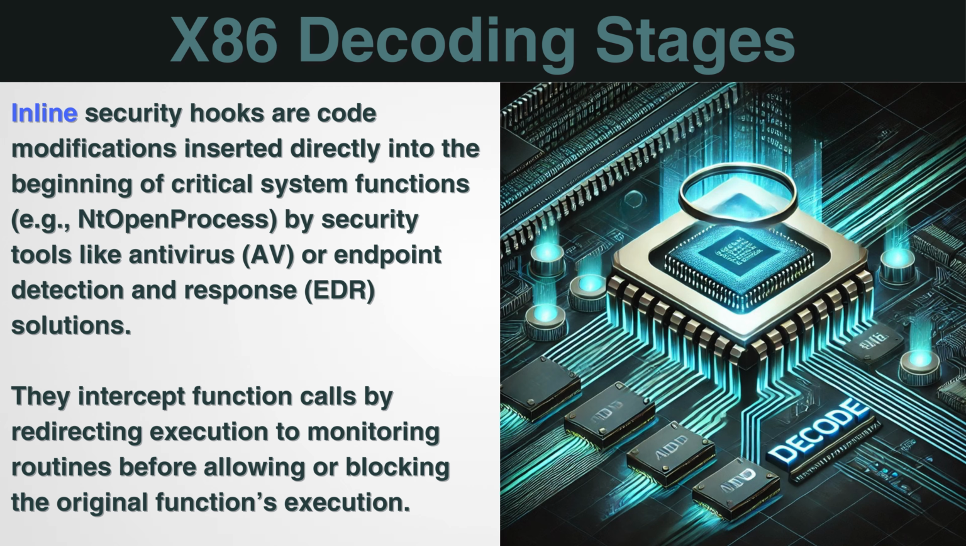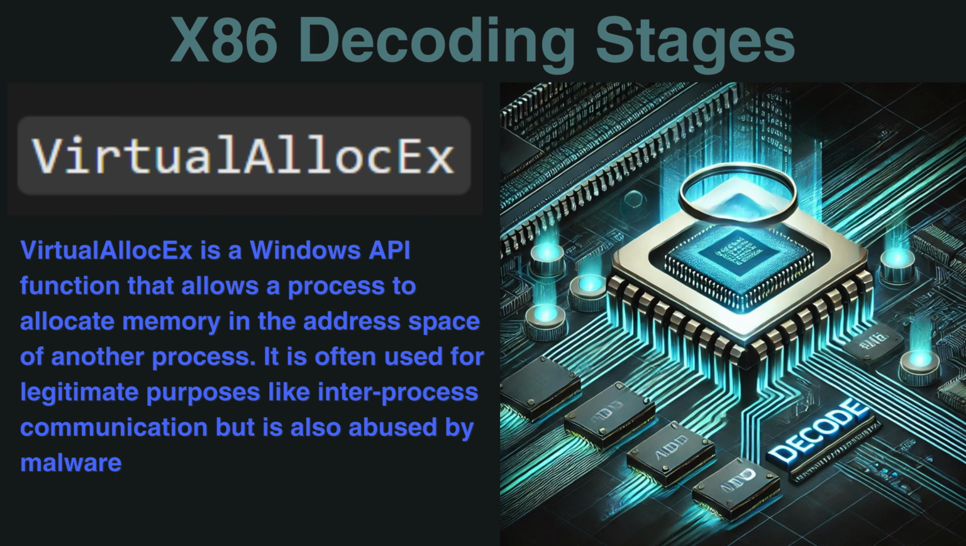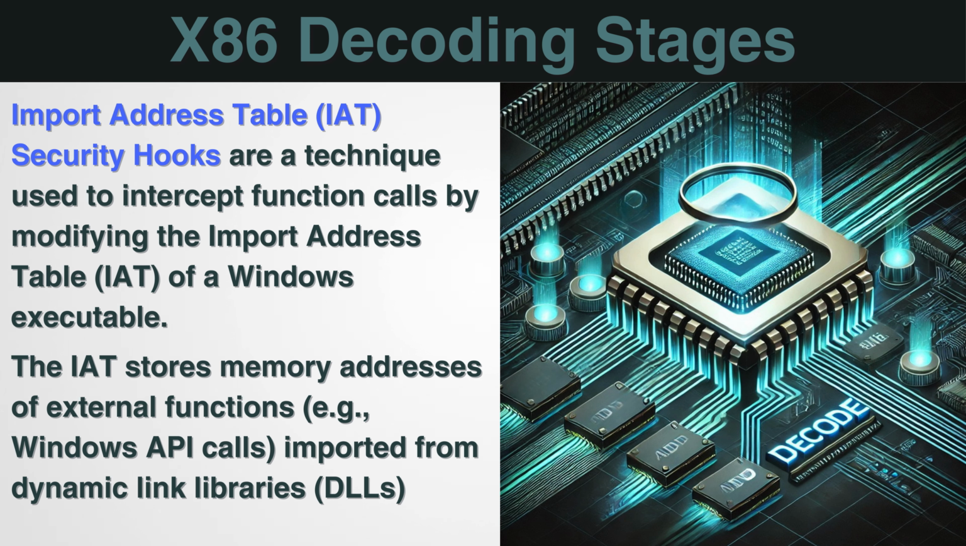Inline hooks, or function hooks, are the most common. They inject code directly into the beginning of a function, redirect execution to security routines, and are often used by EDRs to monitor API calls like NtCreateFile or VirtualAllocEx. Import address table, IAT, hooks are common in malware and EDRs.